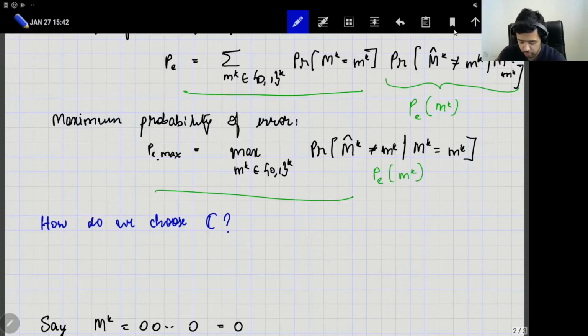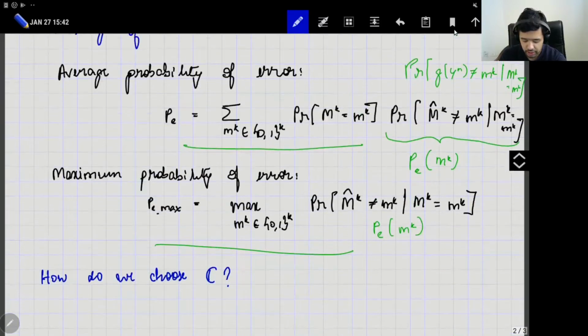Now the probability of the max probability of error being small ensures that no matter which message we transmit, the decoder makes an error with a very small probability. On the other hand, if the average probability of error is small, then we can say that for most message sequences the probability of error is small. It is possible that for some messages the probability of error is large, but for most other messages the probability of error must necessarily be small.